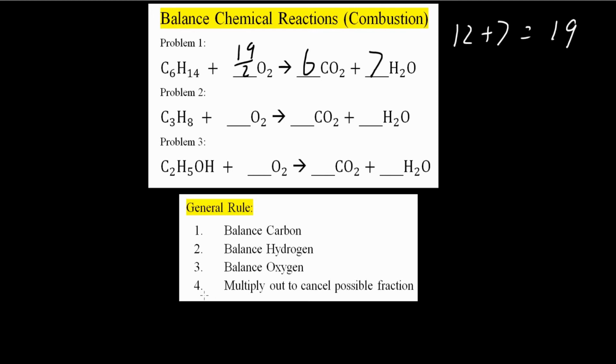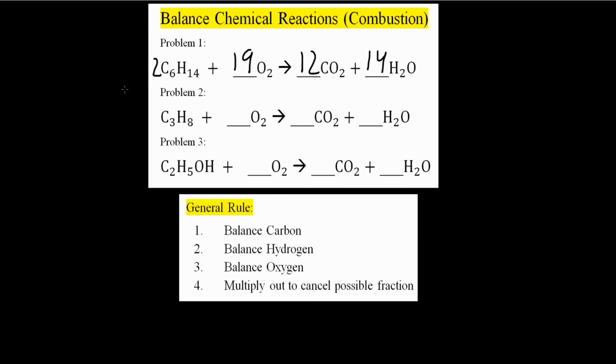Now, this is kind of where it would depend on your teacher. Often you would want to multiply out to cancel out possible fractions. So I would want to eliminate this fraction. So instead, I would multiply everything by 2. Meaning, this would be a 2, this would be 19, this would be 12, and this would be 14. And let me kind of clear it out. And so we would have a 2 right here, then we would have a 19 here, then we would have a 12, and then we would have a 14 here.